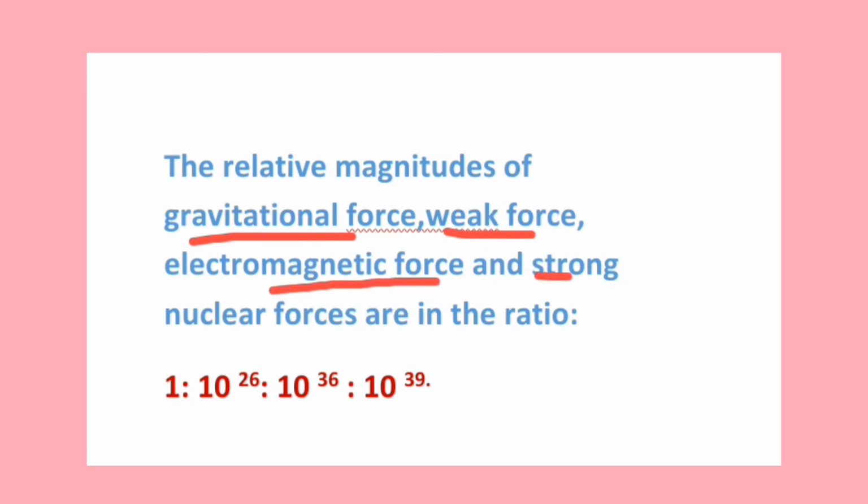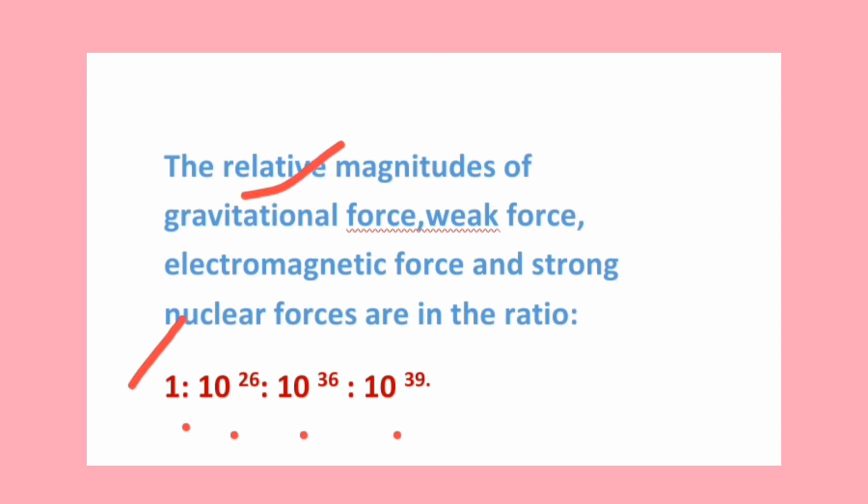On concluding about these basic forces, the relative magnitudes of gravitational force, weak forces, electromagnetic forces, and strong nuclear forces are in the ratio 1 to 10 to the power of 26 to 10 to the power of 36 to 10 to the power of 39. Here 1 is the gravitational force, the weakest force, and 10 to the power of 39 is the strong nuclear force. In between come the weak nuclear force and electromagnetic forces.